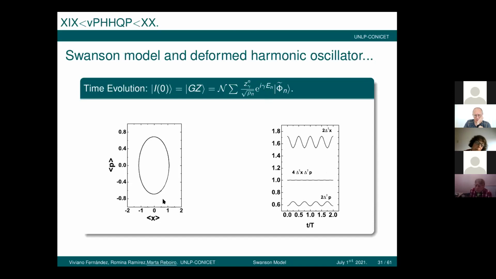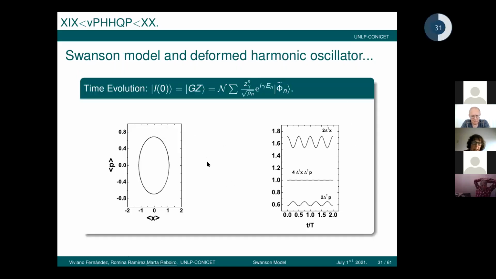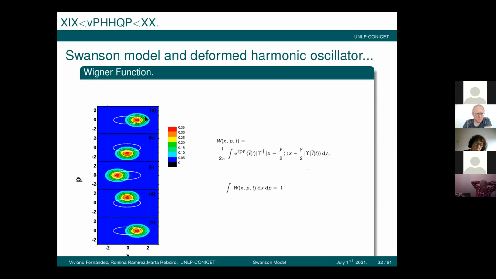And if we plot the trajectory in the phase space, we see that we obtain a closed curve. We work a little bit and we construct the Wigner functions, and we see the Wigner functions show the periodicity we have in this figure, and they reproduce the pattern of squeezing at each time of the evolution.